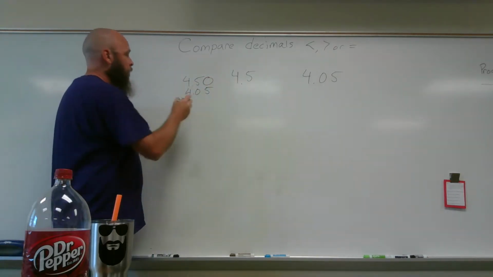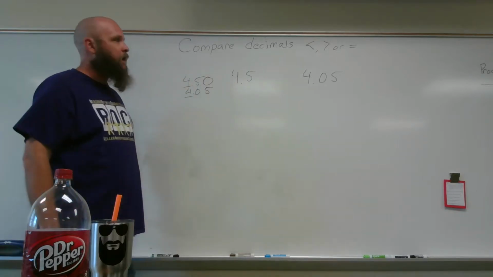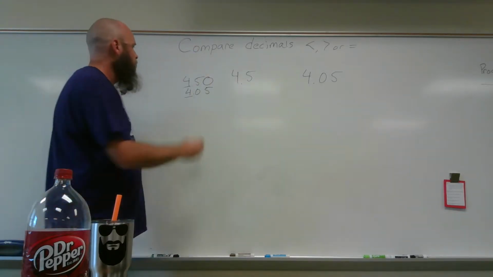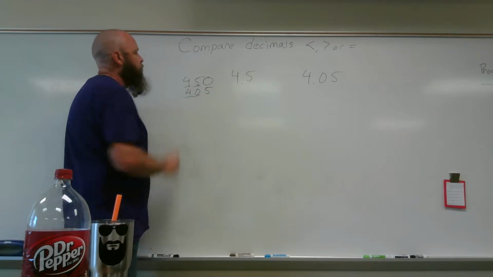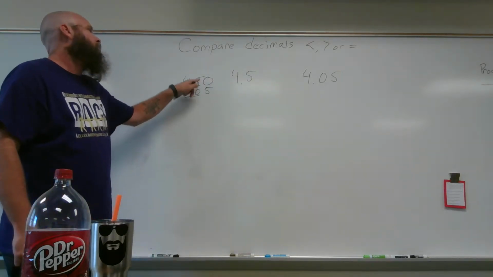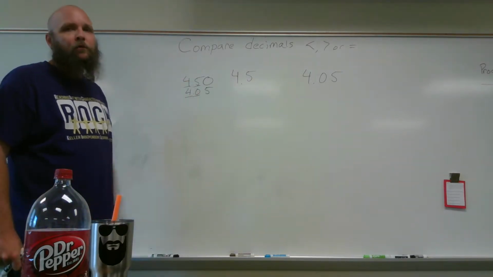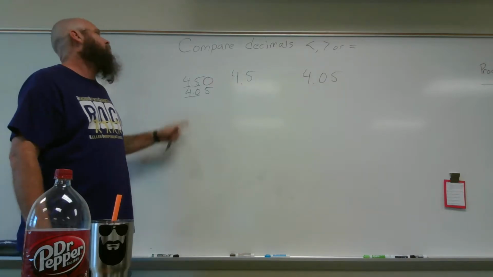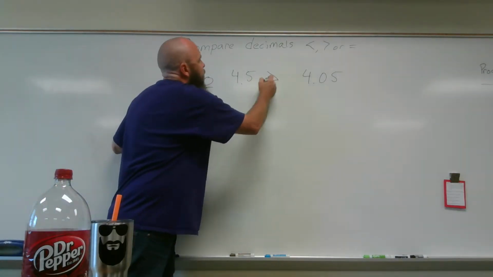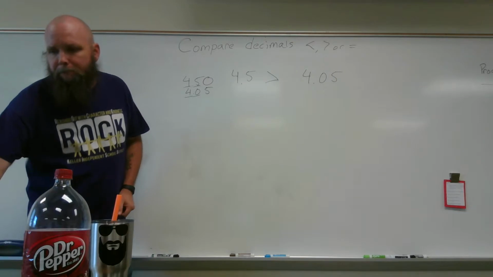I compare it in front of the decimals. In front of the decimals we have 4s. They're the same. First place behind the decimal, we have a 5 and a 0. So the one with the 5 in the tenths place is greater. So it would look like that. Boom!